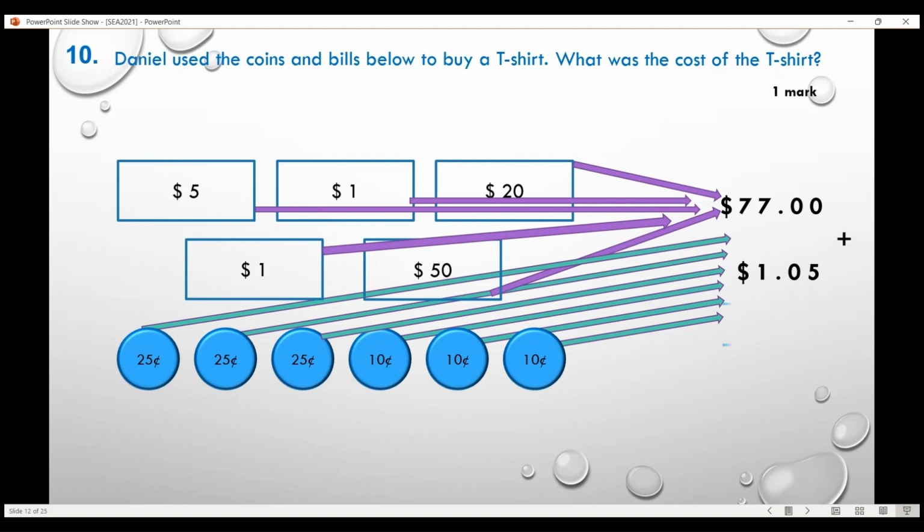We need to add these things. And when we add it, we're going to get only 5 cents there. And when we add the dollars, 77 and 1 is going to give us $78.05. And that was the cost of the t-shirt.